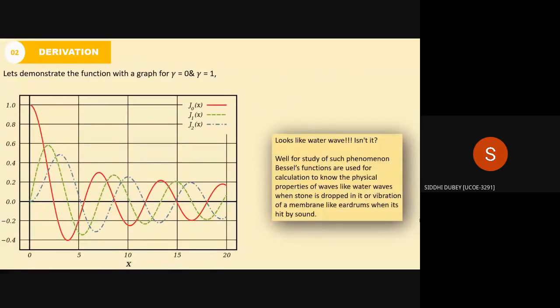Let's go through the graphical view of Bessel's function for lambda equal to 0 and lambda equal to 1. Looks like a water wave, isn't it? It's one of the phenomenal applications of Bessel's function that it is used in properties of waves. We will see its application in detail, but now let's discuss the graph. Speaking of graph, we can see in the graphical table the representation of each function: j naught of x is in red, j1 of x is in green, and j2 of x is in blue. All three functions are oscillatory with a varying period and a decreasing amplitude.